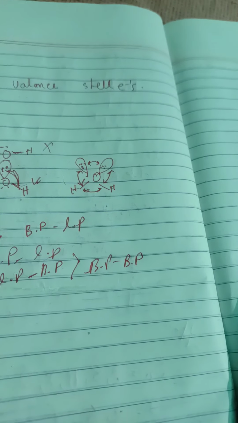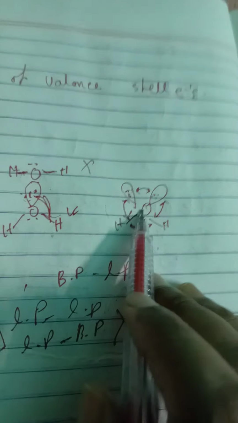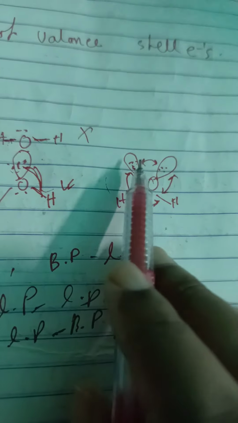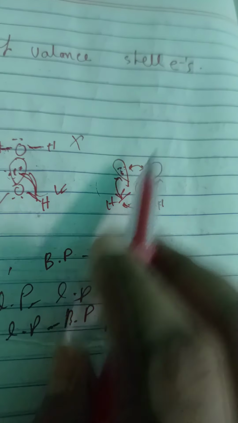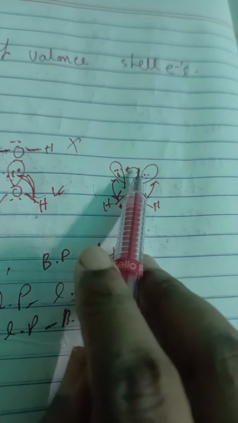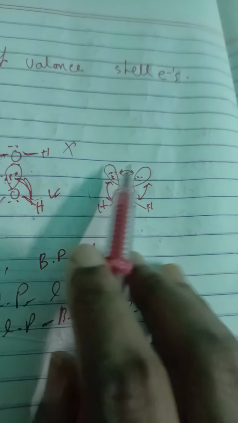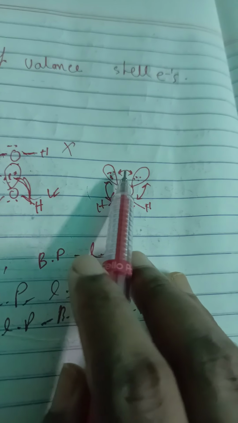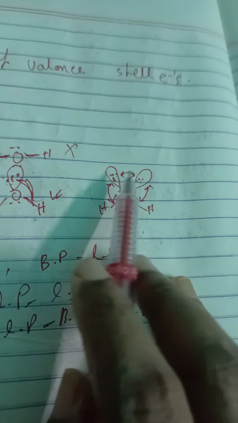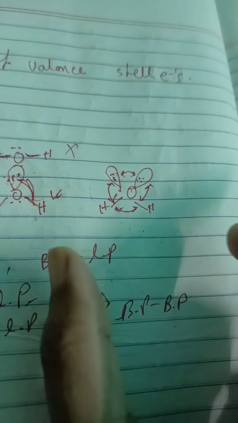Now see why we are studying the theory. Focus on this. Two lone pairs have the maximum repulsion between them. So what do they want to do? They want to push each other, so they want to go far away from each other. And bond pair repulsion is less. So this is high. Due to this highest repulsion, these bonds will come closer.